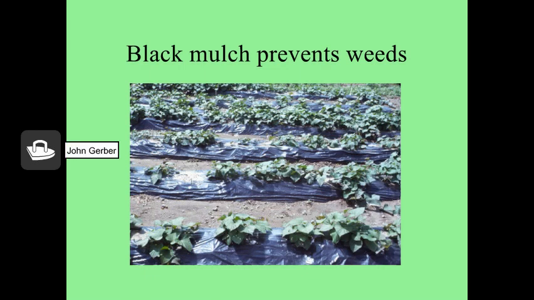Black plastic mulch can be used to warm the soil enough to grow sweet potatoes in the north. Of course, it also helps keep the weeds down. These are grown on hills, so they don't get too wet when it rains. It makes it a lot easier to harvest the roots when they're grown up on hills like this.